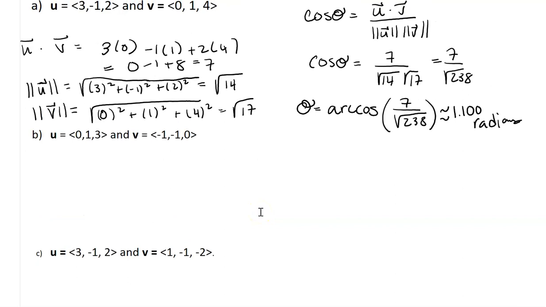Okay, so for this one, we'll do the same thing. u dot v is going to be 0 times -1 plus 1 times -1 plus 3 times 0, which gives us -1.